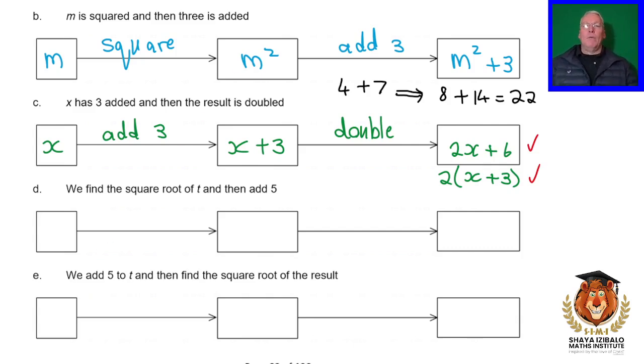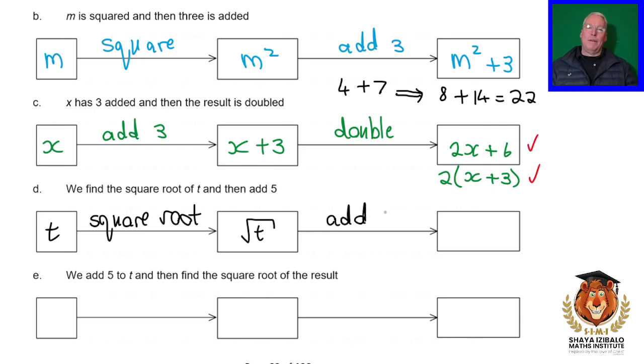Right. D. We find the square root of t and then add 5. So we're going to square root the square root of t. Then we're going to add 5. Final answer, square root of t plus 5.